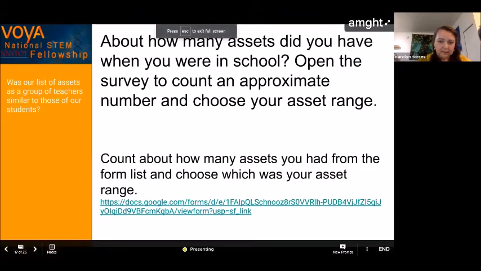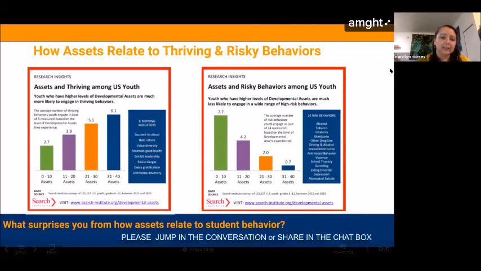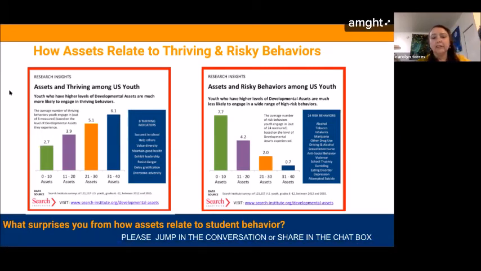Okay, and let's see. Next slide is here. Really big slides. These are the same groupings of 0 to 10, 11 to 20, 21 to 30, 31 to 40. The first slide shows your choice of thriving behaviors, from about 3 behaviors up to 6 behaviors. The higher assets mean they're choosing better behaviors, like valuing diversity, helping others, succeeding in school, maintaining your health, overcoming adversity, and delayed gratification. Whereas if you look at assets and risky behavior, the risky behavior goes from about 8 behaviors down to less than 1 risky behavior if you've gotten the assets built up to the 30s.